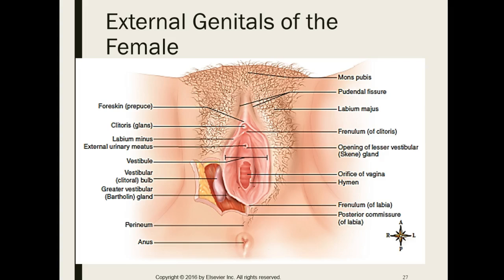So we'll look at these real quick. So here's the mons pubis up top, labia majora, it's going to run on the side, and then labia minora is here. This would be the external urinary meatus, and then right below it there's an opening of a vestibular gland. Clitoris is on top, and then this is kind of an internal view of the vestibular glands here.